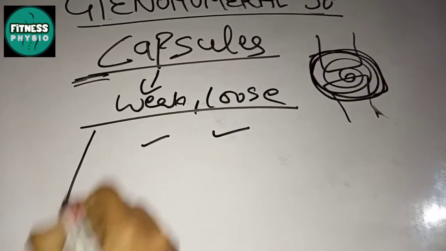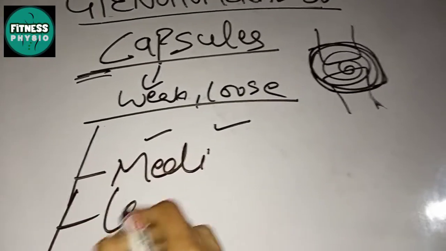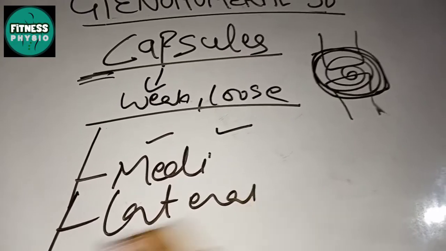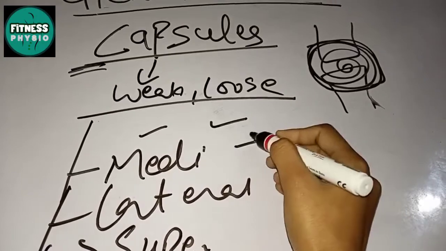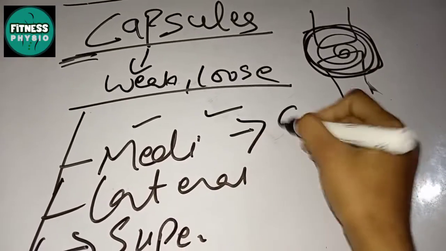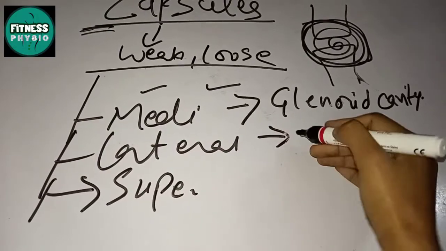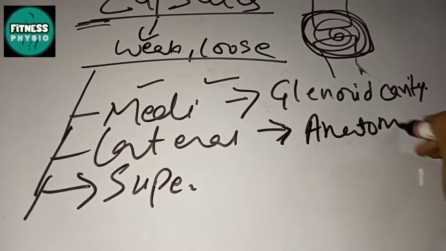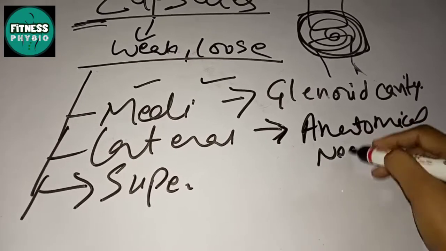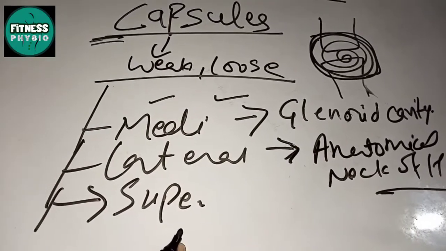It is attached medially, laterally, and superiorly. Medially, it is attached to the margin of the glenoid cavity, and laterally up to the margin of the anatomical neck of the humerus. Anatomical neck of humerus. So this is all about the capsule.